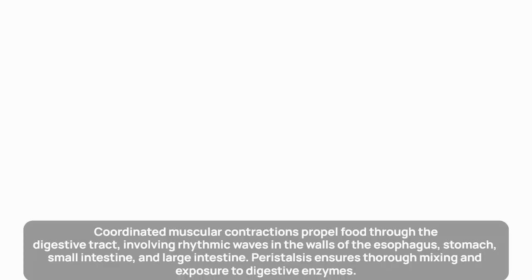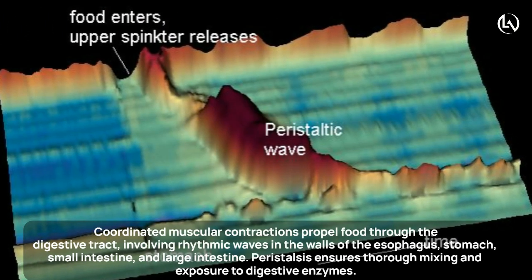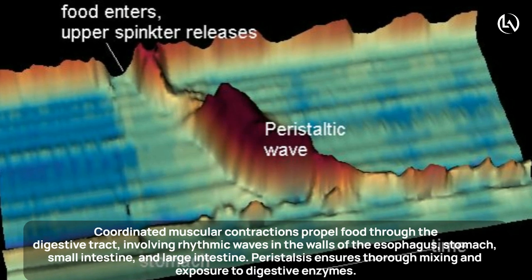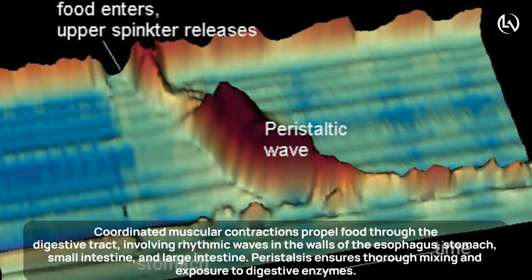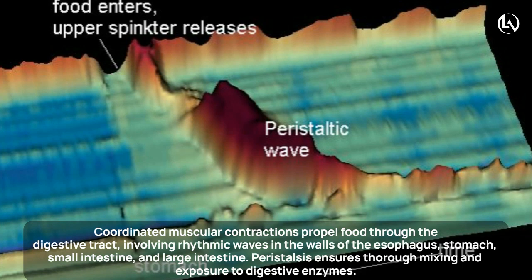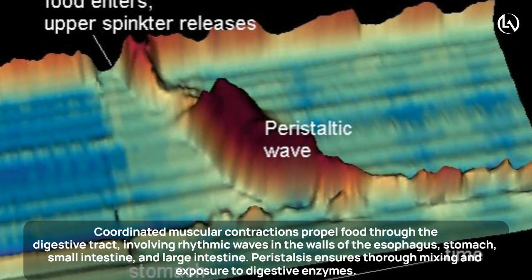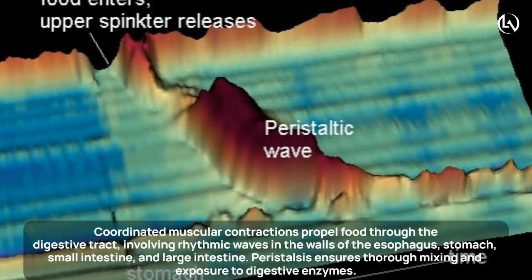Peristalsis. Coordinated muscular contractions propel food through the digestive tract, involving rhythmic waves in the walls of the esophagus, stomach, small intestine, and large intestine. Peristalsis ensures thorough mixing and exposure to digestive enzymes.